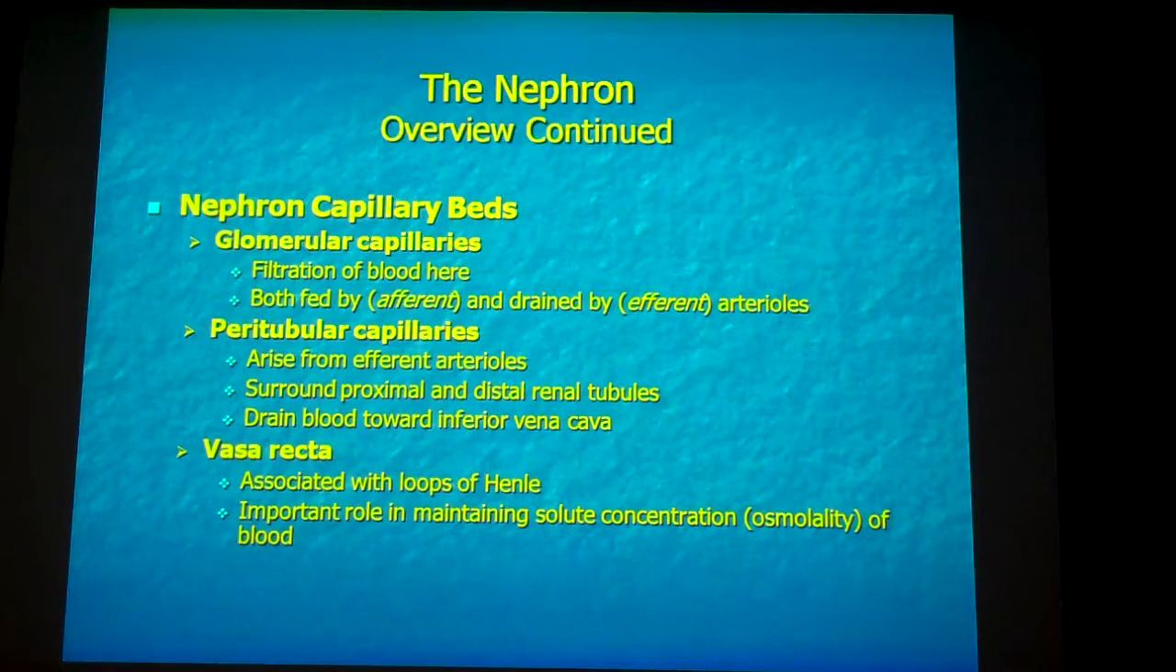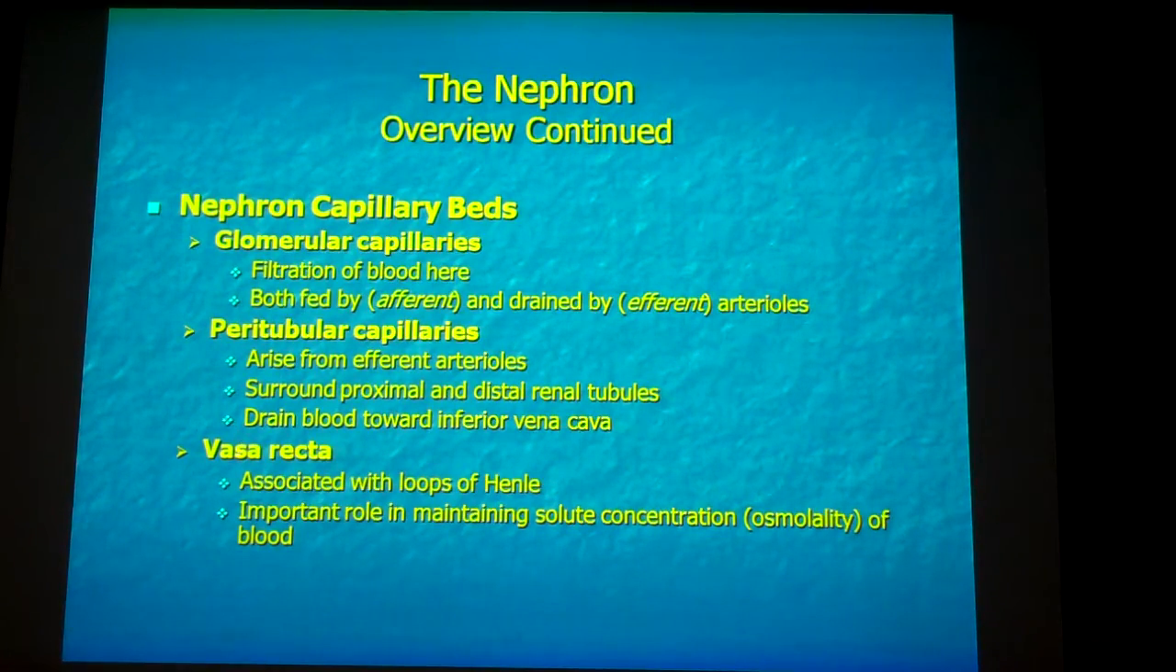The capillary beds, we know that filtration occurs in the glomerulus. We know that it's fed by and drained by arterioles. These peritubular capillaries wrap around the convoluted tubules because they're going to absorb the things that are absorbed from the tubular fluid into the tubular cells, into interstitial fluid, into blood. Okay, so we need those nutrients, we need that water, it's got to be in the bloodstream.